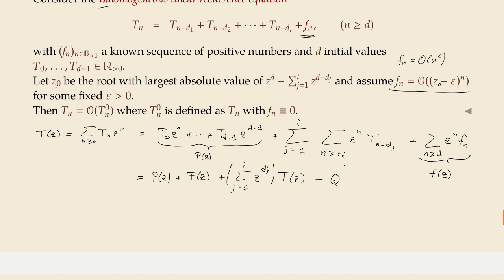And we have to subtract, because here we start at d, but we should start a bit before, at 0. We have to subtract a few of the initial conditions again, but this is also just a polynomial of degree at most d minus 1. And then we could solve this equation for the generating function T, that was given by this.